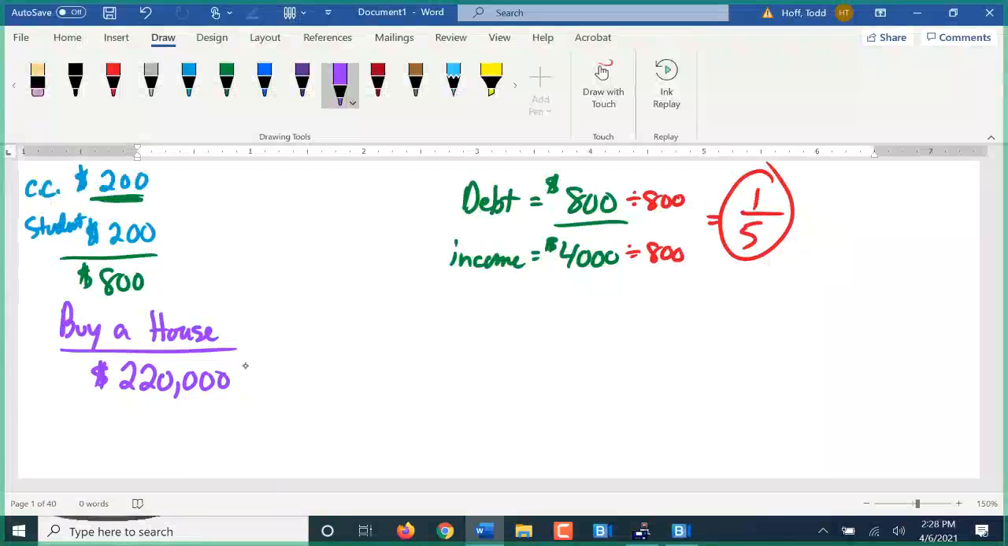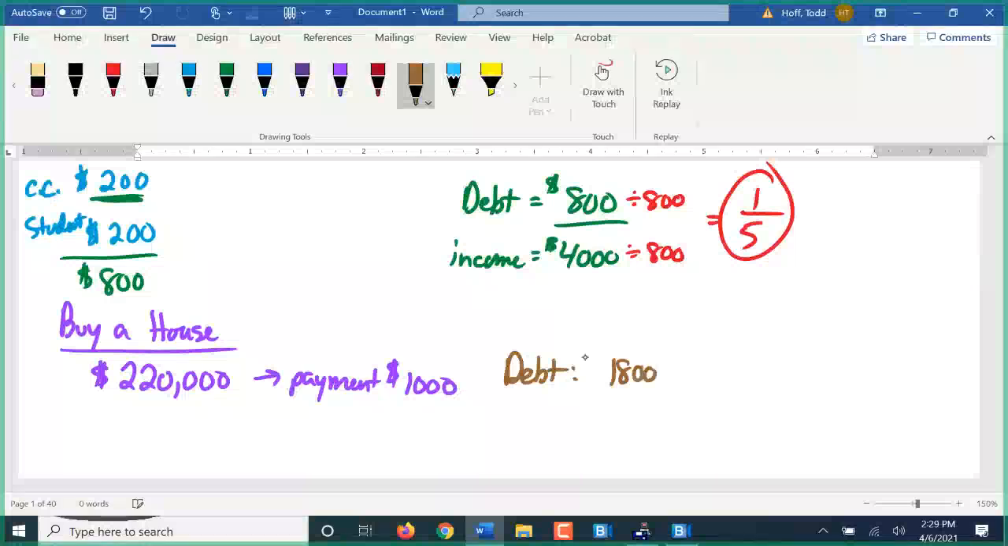So a $220,000 house, your house payment on a 30-year loan is going to be somewhere around $1,000. Now that is not your escrow. Your actual payment might be more like $1,300 to $1,350, because that would include your taxes and your insurance. This is just the payment on the loan. So now that would give us a total debt. We add that $1,000 to the $800, that gives us $1,800.